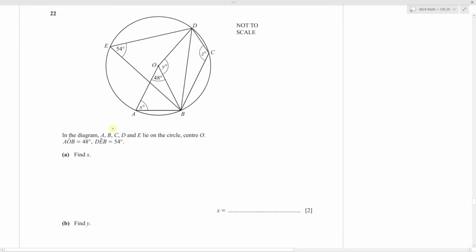Question number 22 is: in the diagram A, B, C, D, E lie on the circle. So all these points are on the circumference. Center is O. This angle is given as 48 degrees. This angle is 54 degrees. First part is find angle x.